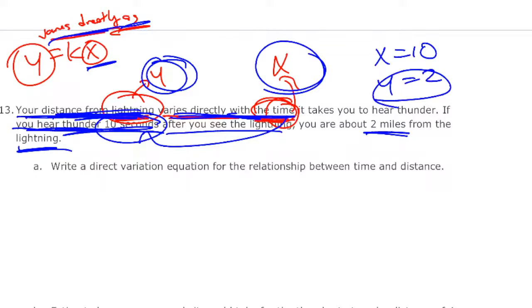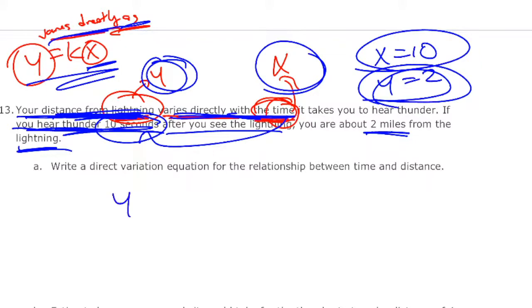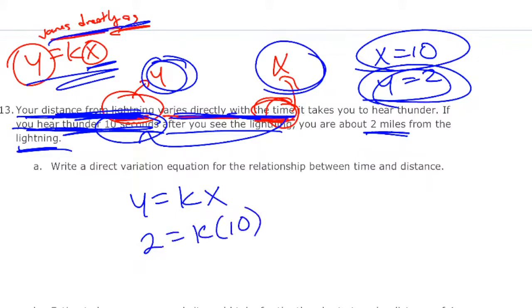Because that's the distance from lightning. So now we have everything we need. Let's build our equation. We've got the y, we've got the x. We don't know k yet, but we'll get to that. Y equals kx. Therefore, 2 equals k times 10. Let's figure out what k is. K equals 2 divided by 10. Let's simplify that. Therefore, k equals 1/5.